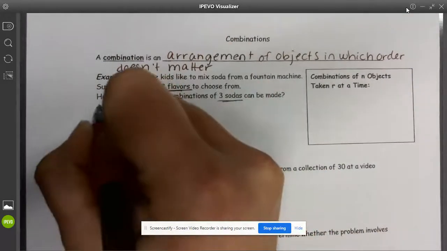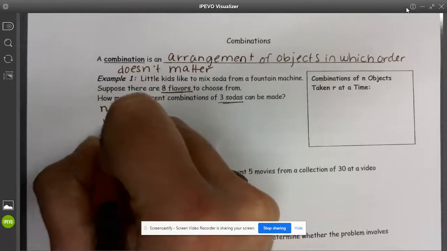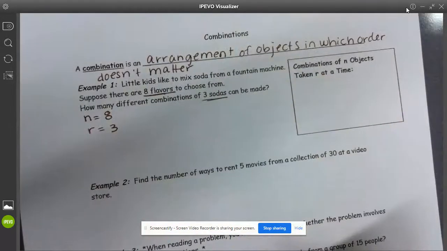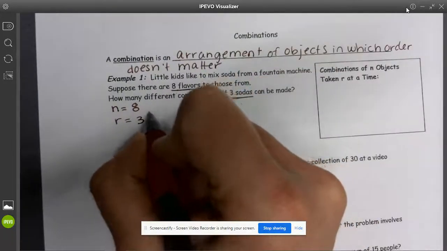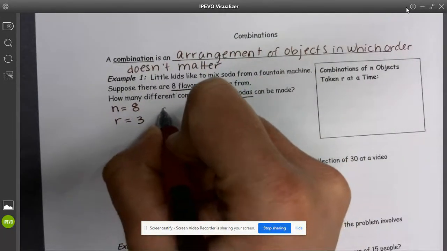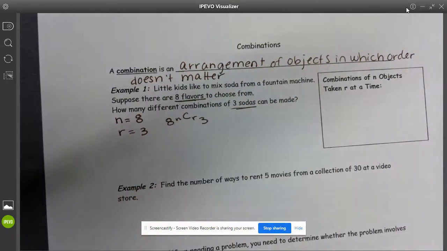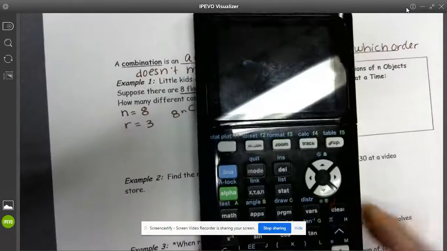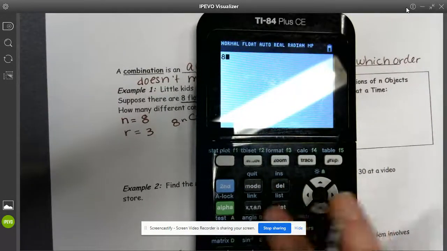Well, we said our n is how many we have, which is 8. r is how many we're taking, which is 3. And normally you do nPr, okay? But now, since order doesn't matter, we're going to do 8C3. So you could do it just like this, and you're done. That's having no thought in it. But I'm going to show you why the numbers are different.